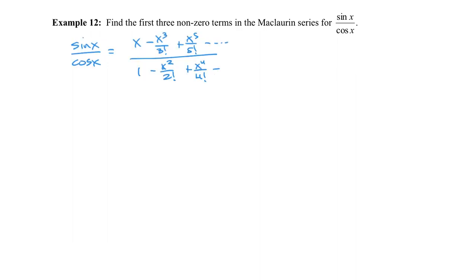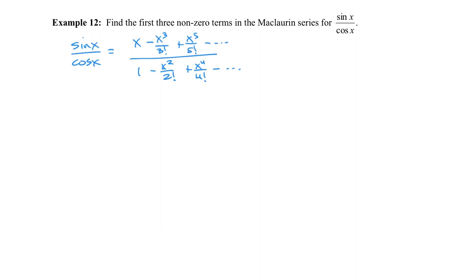But we know this because we already found the Maclaurin series for sine of x and cosine of x earlier. For sine, it's x minus x cubed over 3 factorial plus x to the 5th over 5 factorial minus dot, dot, dot. And for cosine, all the evens, right? It's going to be 1 minus x squared over 2 factorial plus x to the 4th over 4 factorial minus dot, dot, dot.